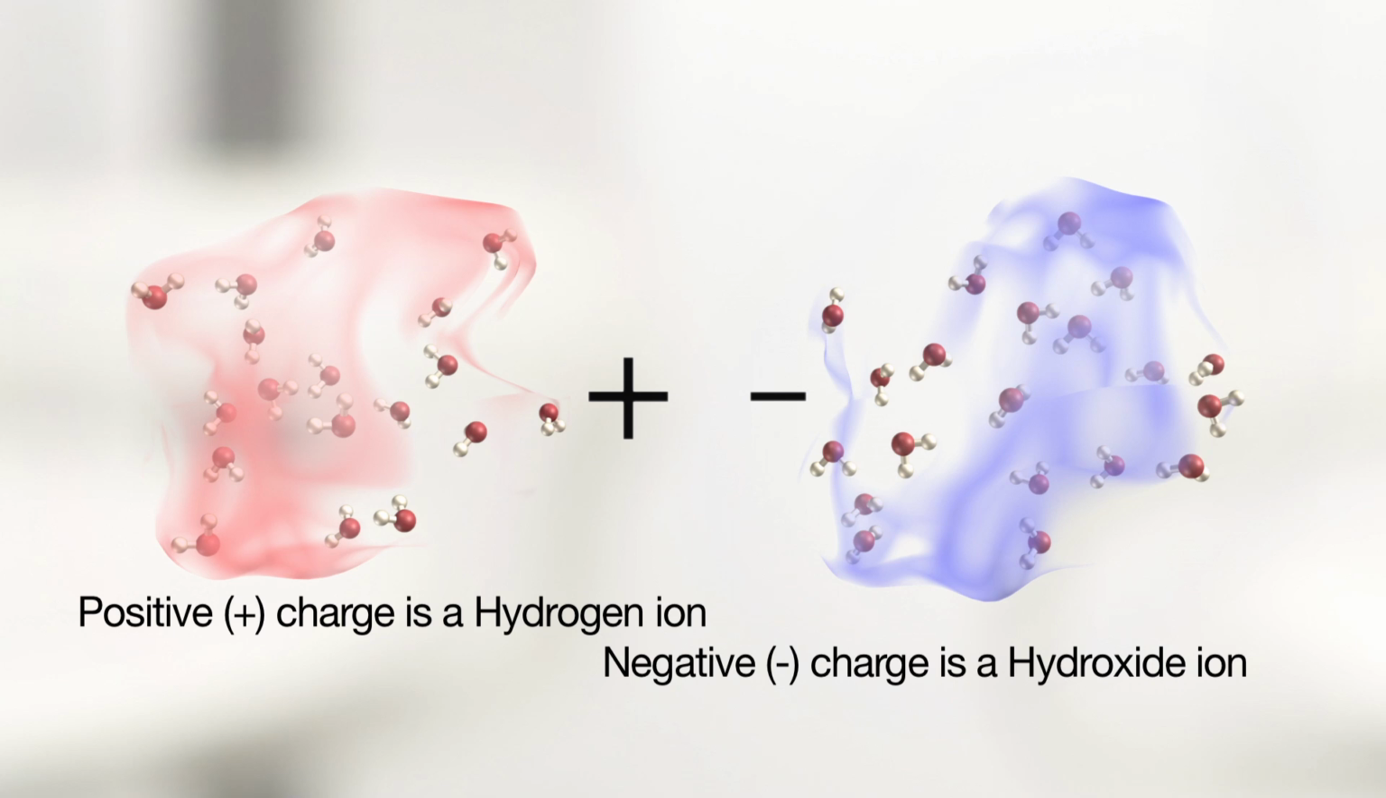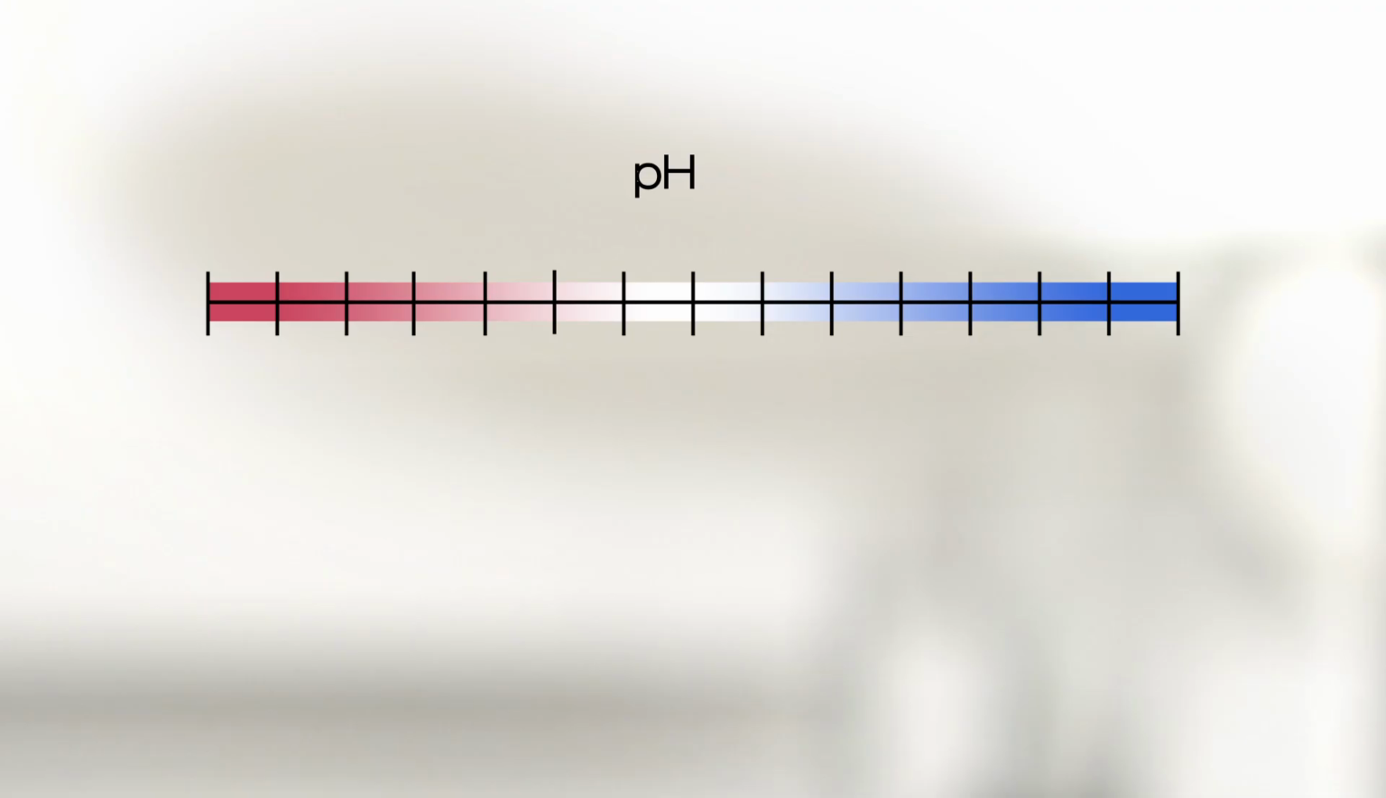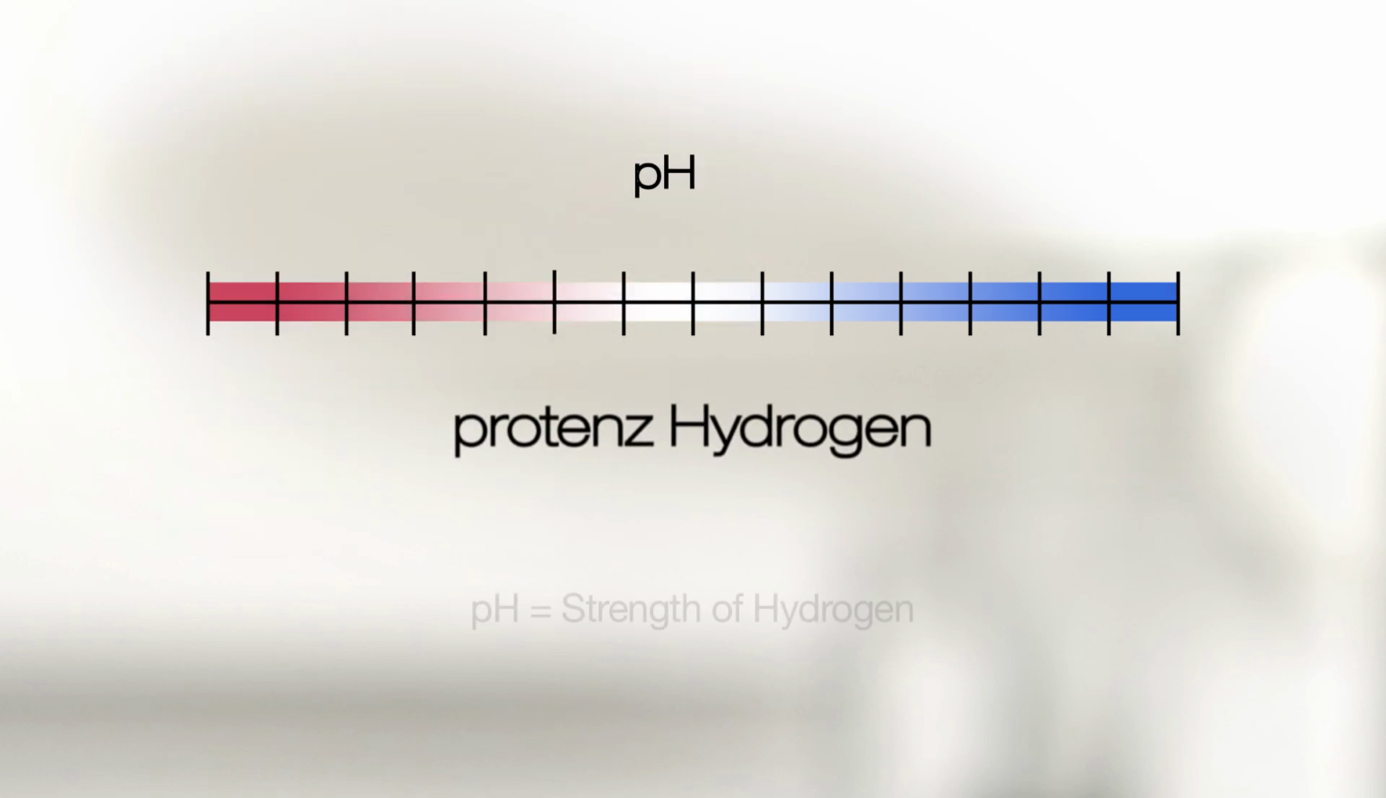pH is only possible because of the ionization of water. Therefore, pH is only present where there is water. pH stands for potential hydrogen, which means the strength of hydrogen. It is a range of numbers expressing the relative acidity or alkalinity of a solution.